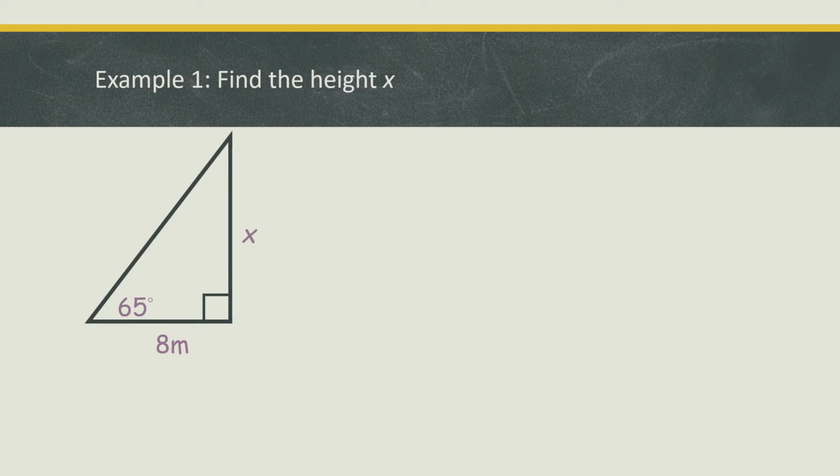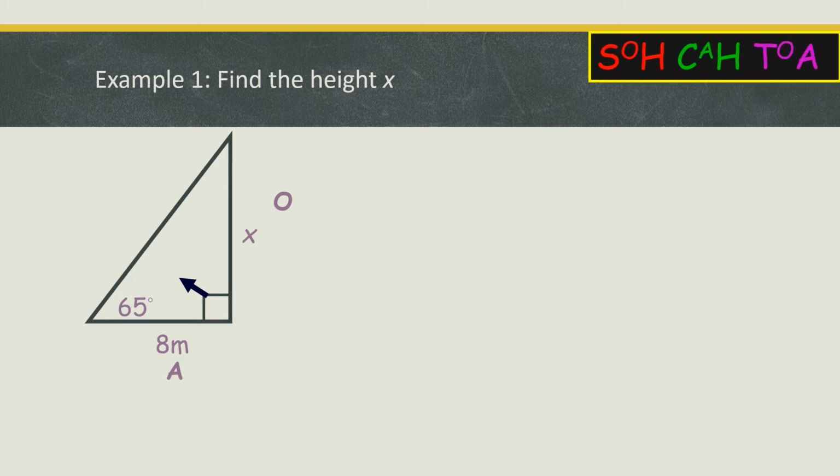So the first example, we're going to find the height x of this triangle. So we don't have any value on the hypotenuse, which is the side that's opposite our right angle. We have our missing side on the opposite side, which is opposite our 65-degree angle. And we have a value on our adjacent side. So we're going to be using our tan ratio, because we're looking for the opposite side, and we have our angle, and we have our adjacent value. So tan x equals opposite over adjacent.